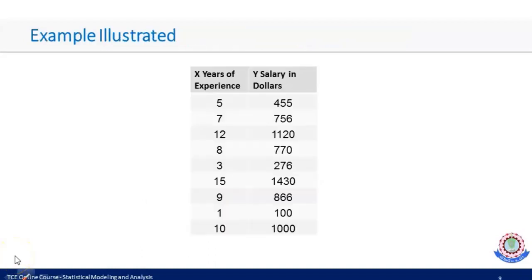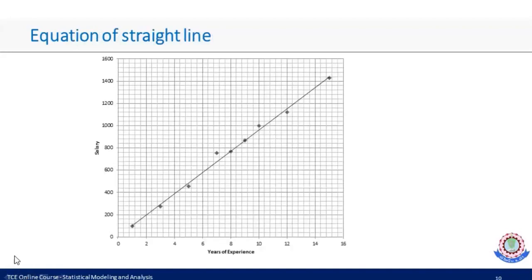Consider the following example, which consists of x and y, where x represents the years of experience and y the salary in dollars. So with respect to the values of x1, x2, x3, the values of y1, y2, y3 up to yn have been represented accordingly. Now let us calculate and formulate the equation of straight line by plotting the same in a given axis.